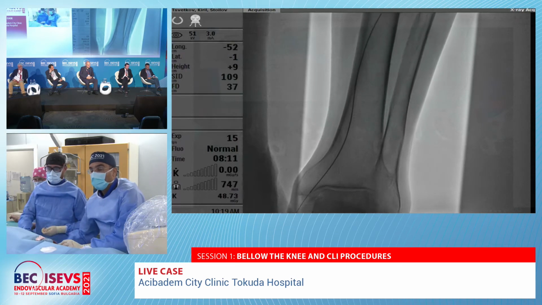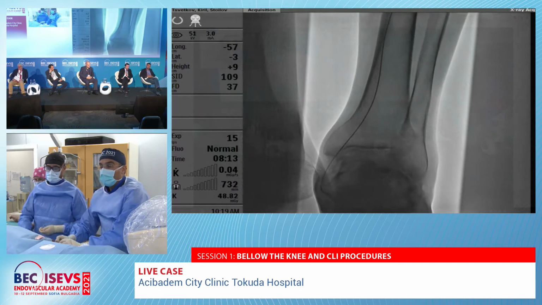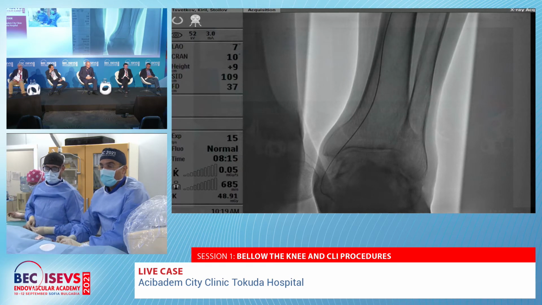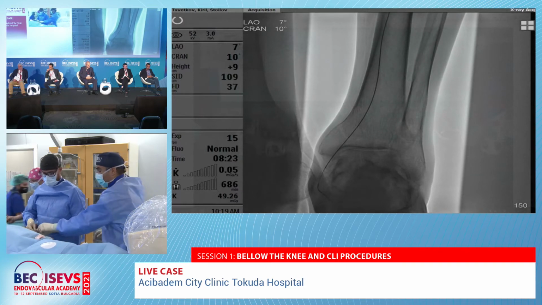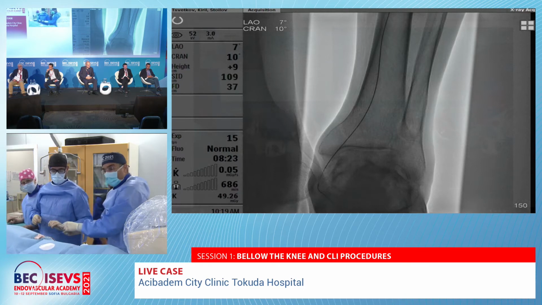I have some safety concerns. Maybe it's better to go with the microcatheter till the end and then change the wire. This is a support catheter. The support catheter is one of the safest ways to check everything here. We're removing it. Yes, yes, please.